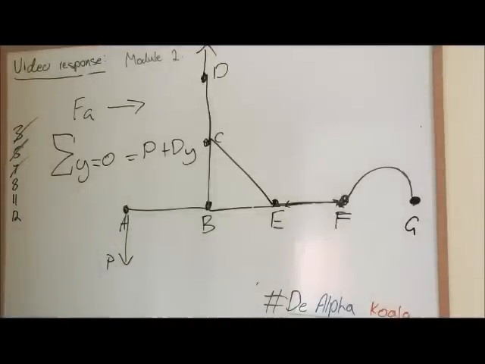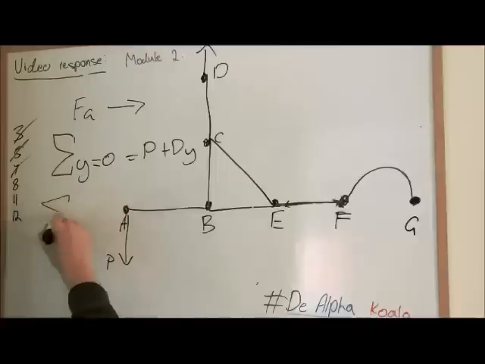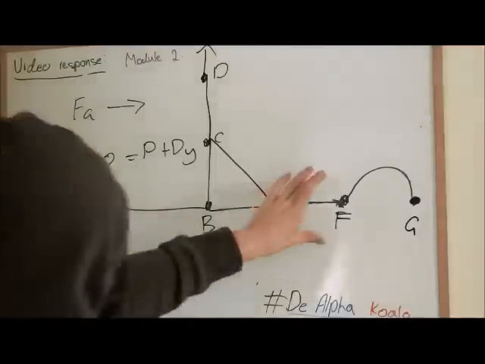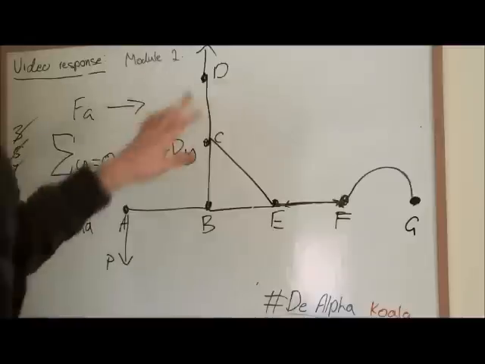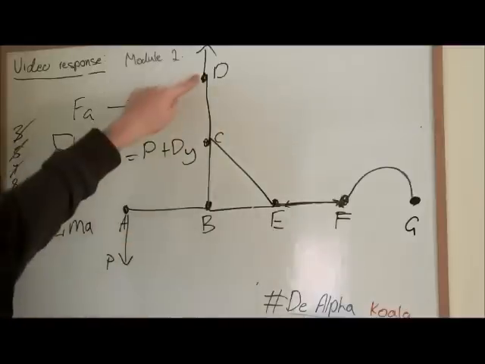The next thing you're going to want to do is calculate the total moment about A. Since P is acting on A, that's not going to cause a moment. Since this is horizontal and has no vertical displacement from A, that force is not going to create a moment. So the only two forces creating a moment will be dy and dx.